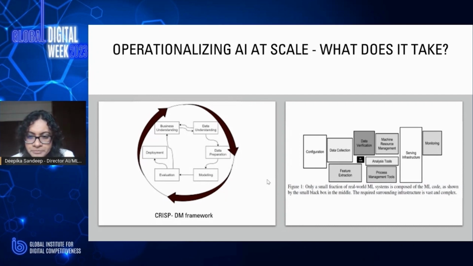In the real world. So yeah, the gist is that ML code is just one part of the entire ecosystem of AI, but the surrounding infrastructure is quite complex.